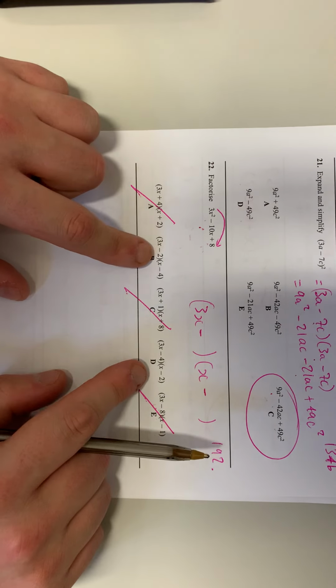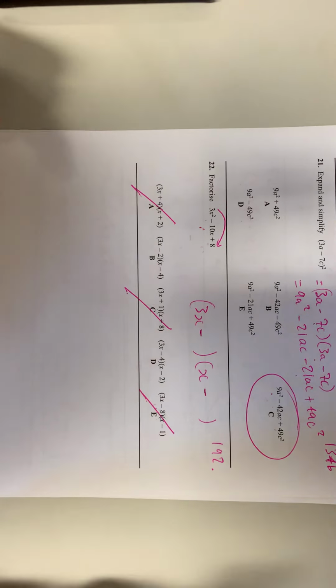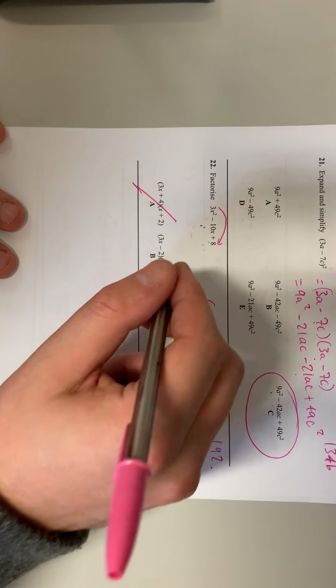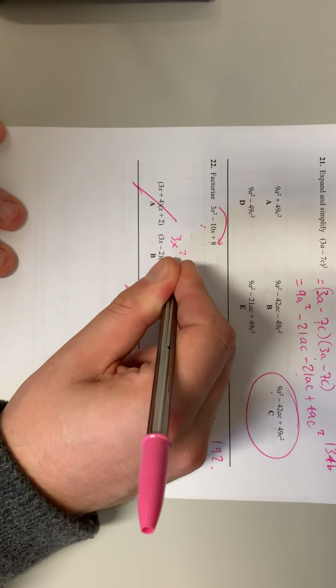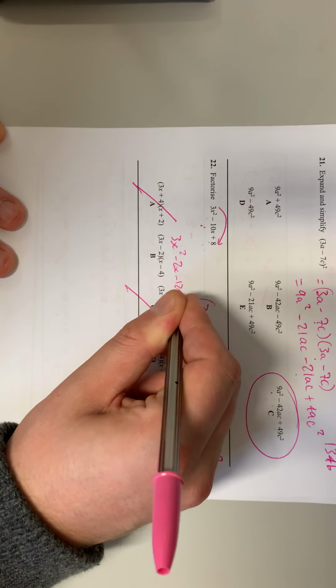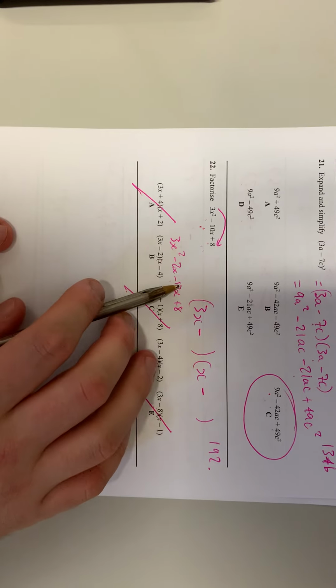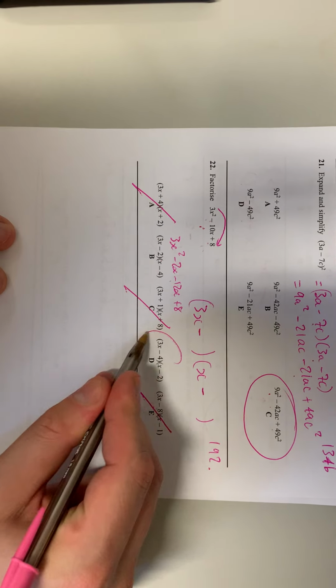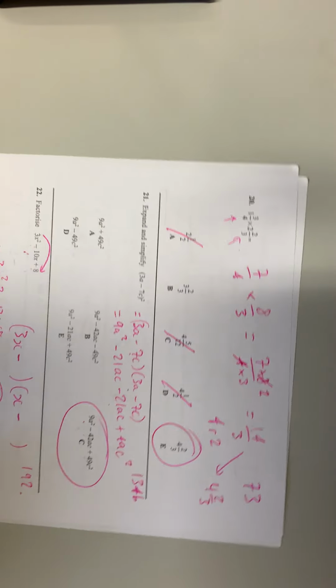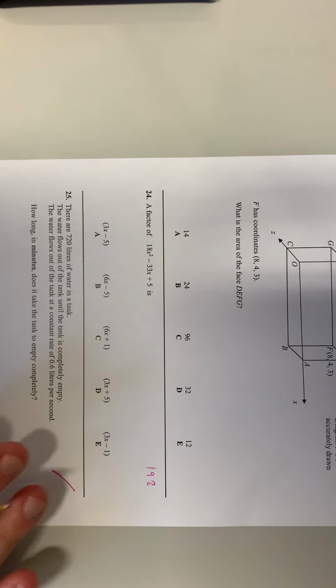So it's just a case of now that I know that it's 2 and 4, it's just getting them in the right order. So if I expand this one, I get 3x squared minus 2x minus 12x and 8. Well, minus 2 minus 12 is minus 14. Minus 14 is not minus 10, so it has to be that one.